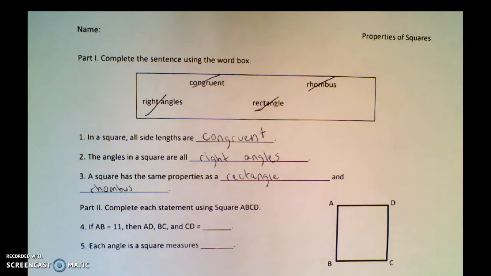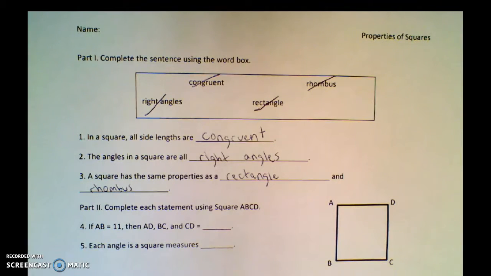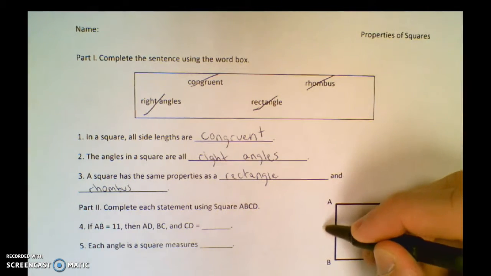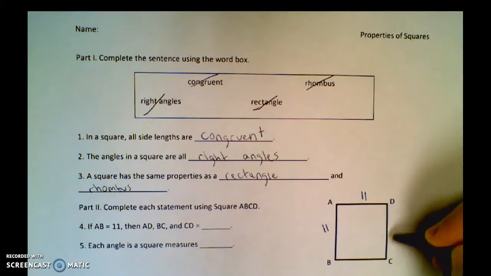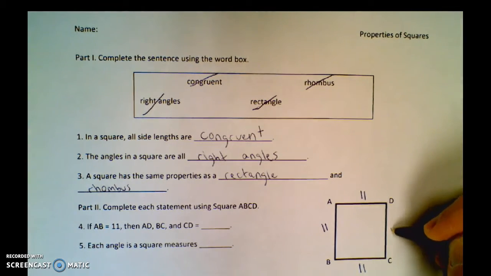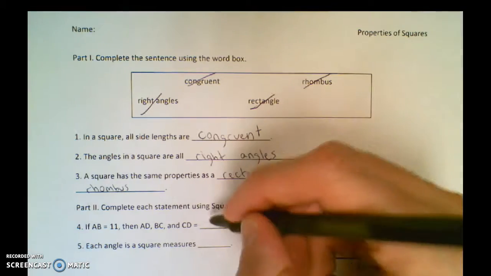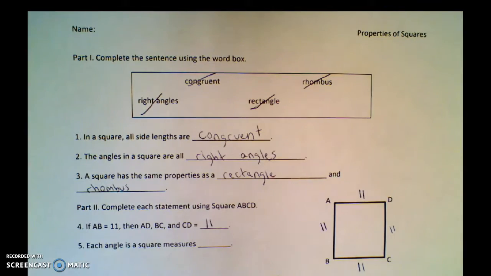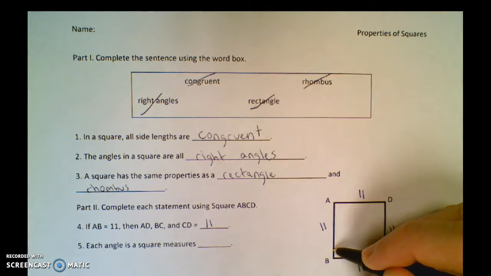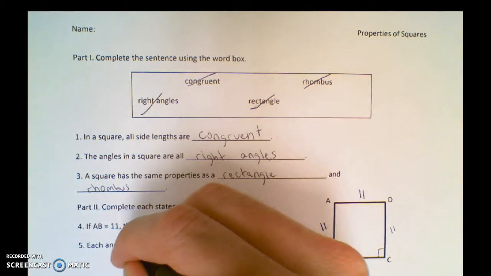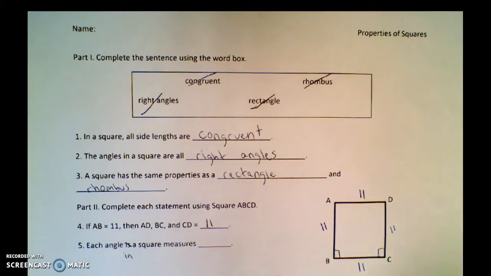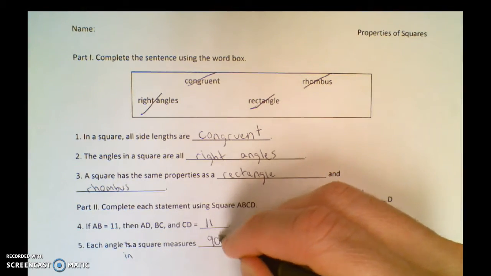Part 2 says complete each statement using square ABCD. So if AB is 11, then all of the other sides have to be 11 as well. So AD, BC, and CD all have to be 11. And then each angle in a square measures 90 degrees. I should say in a square. They're all right angles.